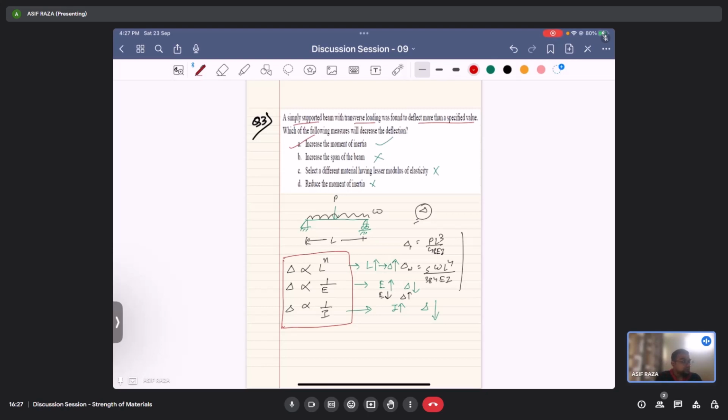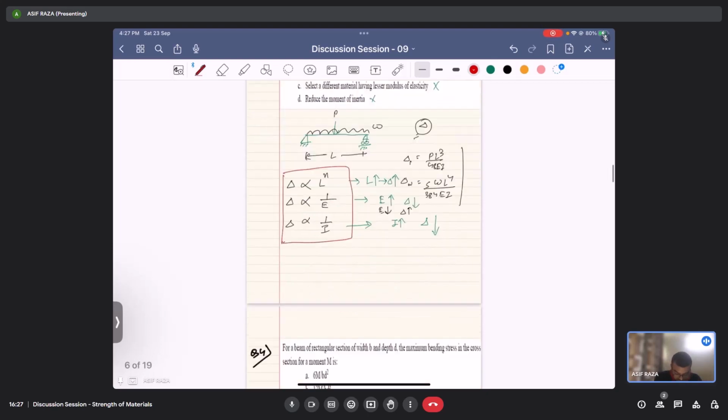I hope you can work this through. There is no issue solving this question. It's quite a straightforward thing. Just see it through. Okay. Now moving on to the next question.